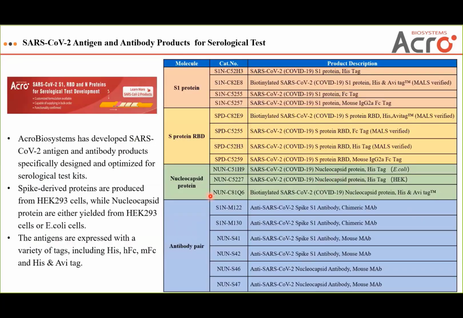To conclude this talk, ACRO Biosystems has developed SARS-CoV-2 antigen and antibody products specifically designed and optimized for serological test kits. Spike-derived proteins are produced from HEK293 cells, while nucleocapsid proteins are either yielded from HEK293 cells or E. coli cells. The antigens are expressed with a variety of tags, including His, human Fc, mouse Fc, and His AVI tag, which could meet the needs of colloidal gold immunoassay, chemiluminescence immunoassay, and ELISA development. Here is the list of our products specifically designed for serological test kits, and you can contact us if you want to know more about these products.